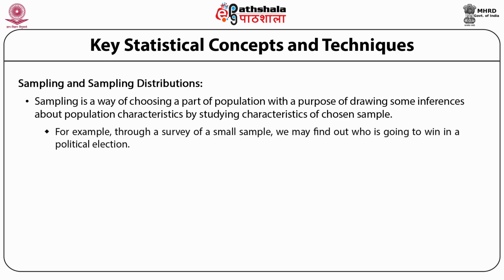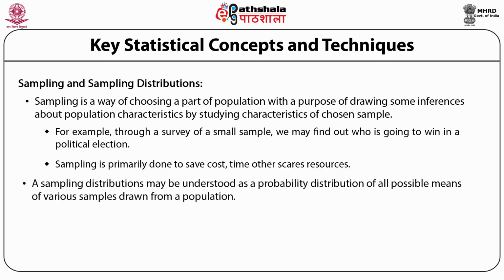Now, say for example, through a survey of a small sample, we may be able to find out who is going to win a political election. Normally all the exit polls that are happening, they do surveys like this, and they try to study around 5,000 people, and then they generalize the finding to the population that such and such candidate is going to win. So sampling primarily is done to save cost, time, and other scarce resources, and also many a times it may be impractical or impossible to study the entire population to draw some conclusion about population.